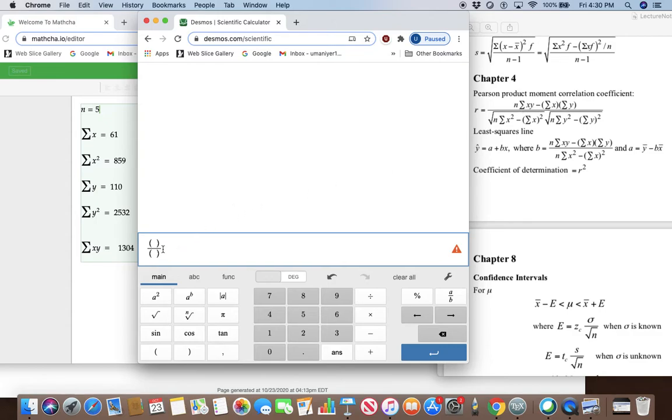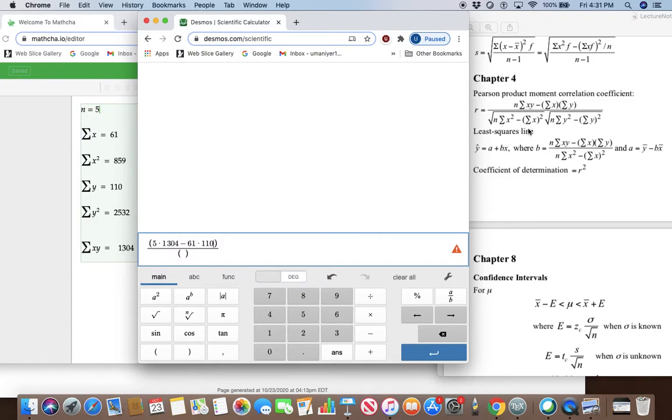So that took care of the numerator and denominator. Now let's go to the numerator. We are in a parenthesis, that's good. N times summation xy. So it's 5 times summation xy, 1304, minus summation x times summation y, 61 times 110. All right, that took care of the numerator.